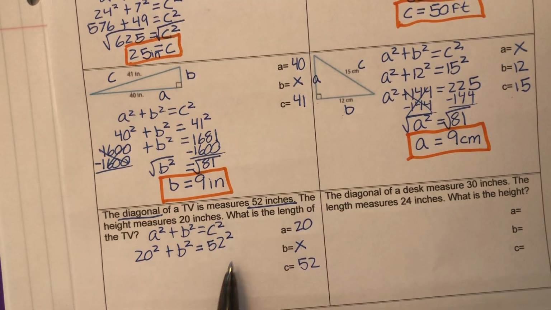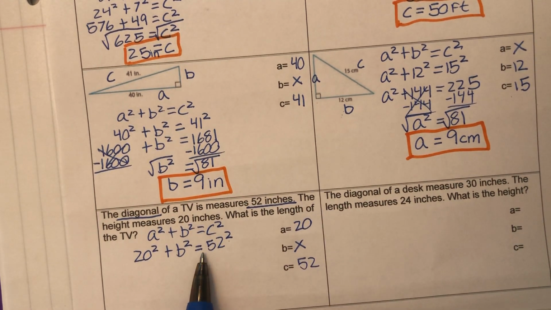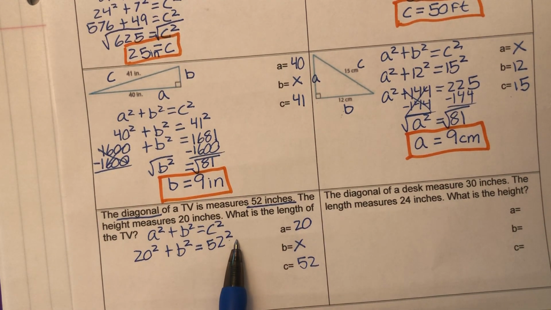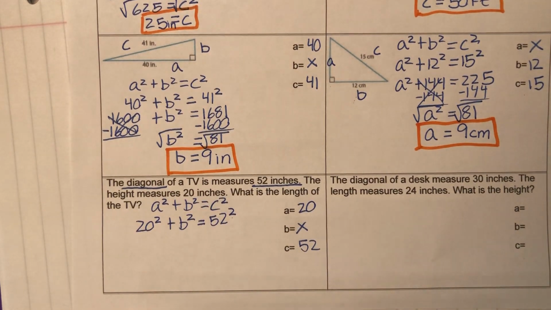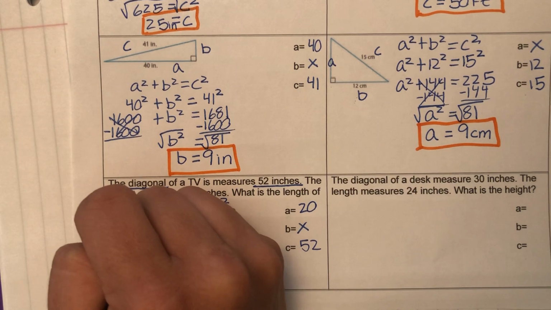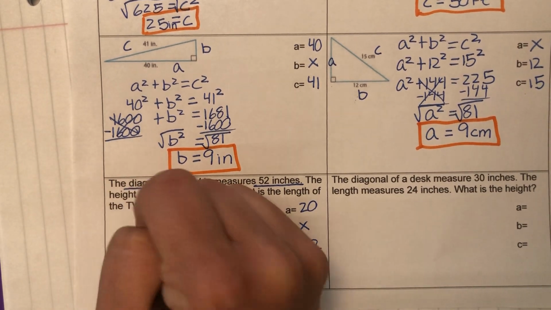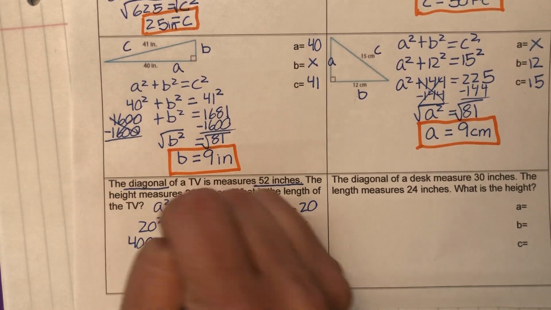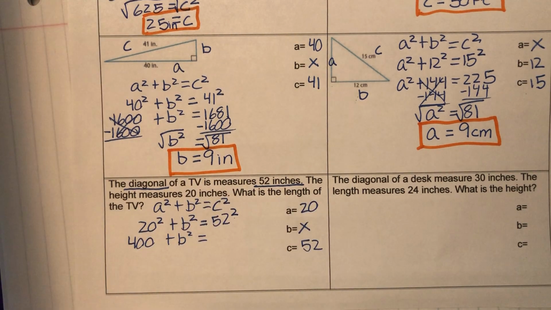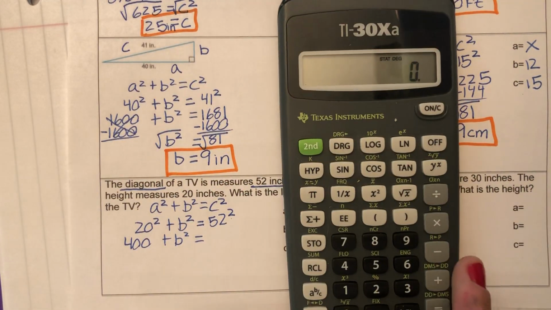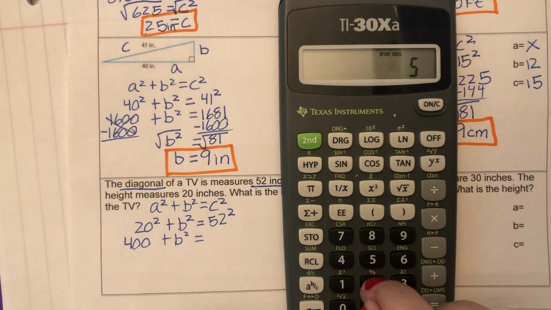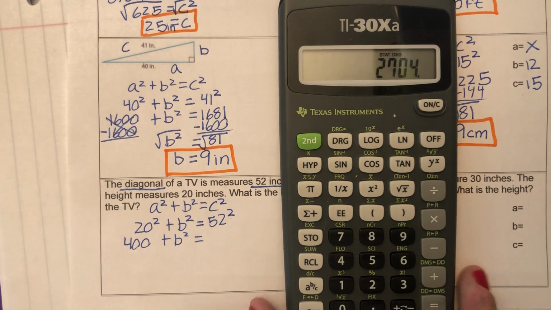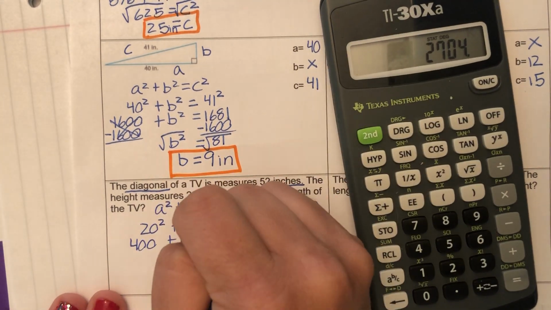Make sure you write your 2's small when you're squaring something so it doesn't look like 522. You don't want to get confused with that. 20 squared, 20 times 20 is 400 plus B squared equals 52 squared. So again, you can use your calculator. 52 squared, 2,704.